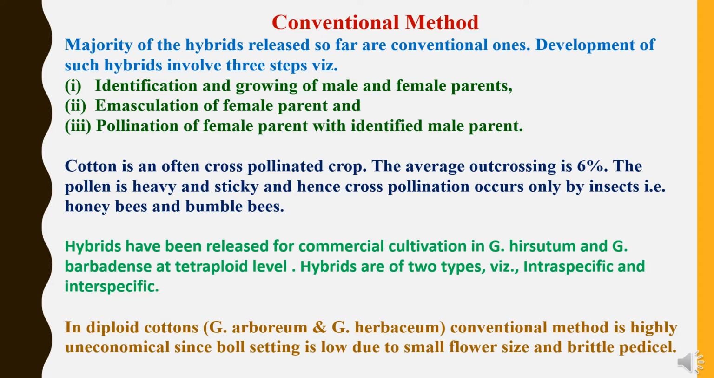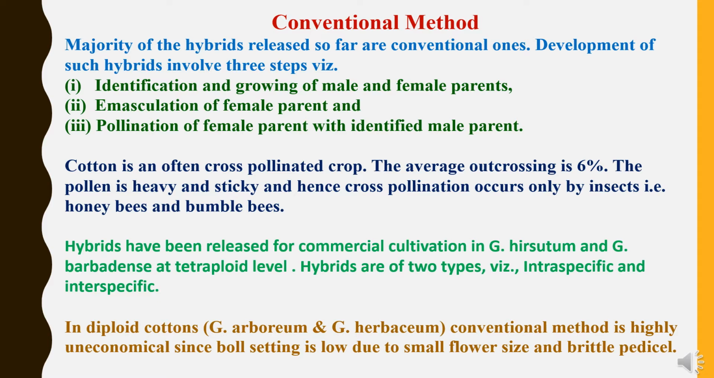Cotton is an often cross-pollinated crop and the average outcrossing is about 6%. The pollen is heavy and sticky, so air movement is limited, and cross-pollination occurs mainly by insects like honeybees and bumblebees. Hybrids have been released for commercial cultivation in Gossypium hirsutum and Gossypium barbadense species at tetraploid level.